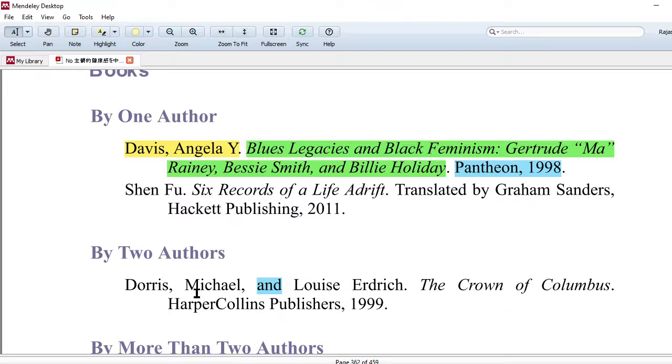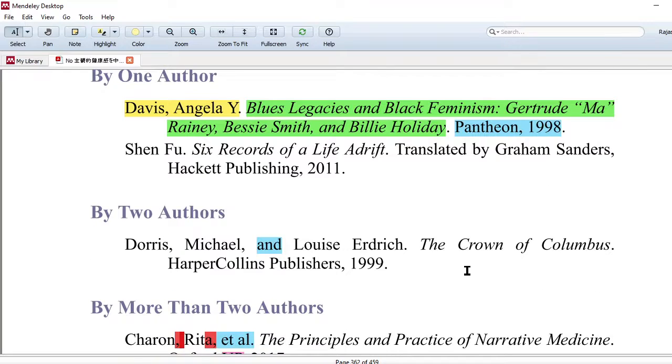Michael Doris is changed to Doris, Michael because the second name has to be brought first and the first name has to go second. Then full stop as usual. Then the title of the book as usual. Then the publisher, HarperCollins Publishers. Then 1999, full stop. So in the two author book, you need to understand 2 things. One is you will add and. Second, for the second author, you don't reverse the order. So these 2 things you should keep in mind. Got it? Then let us go to more than 2 authors.